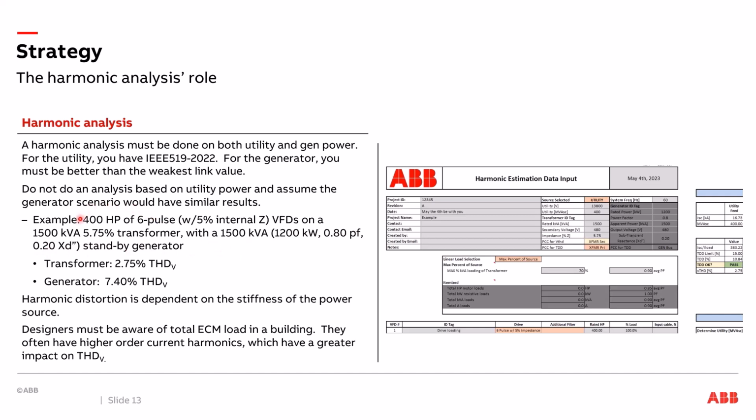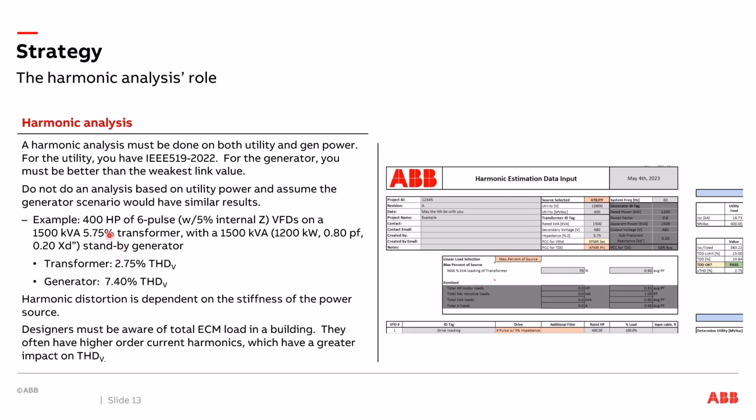I took this exact same load of 400 horsepower 6-pulse drives. When I do the analysis based on the transformer, my voltage distortion for my building was 2.75%. That's the secondary side of that transformer. So for my building power quality, hey, I'm good to go there. However, I take that exact same group of drives, and when I put it on this generator right here, my harmonic voltage distortion is now 7.4%, which is a lot worse, obviously, and something I probably wouldn't want in my building. The harmonic distortion is definitely dependent on the stiffness of the power source.